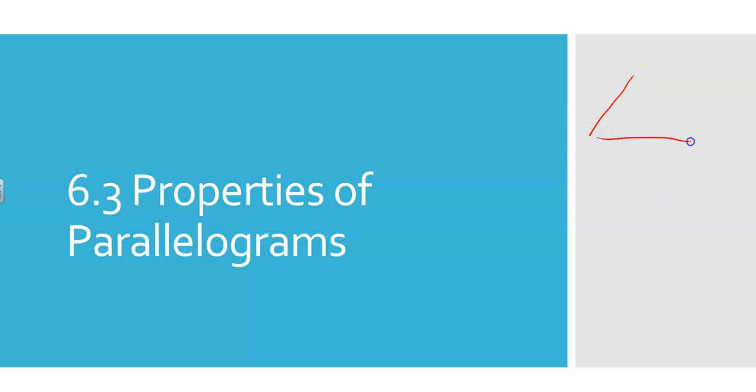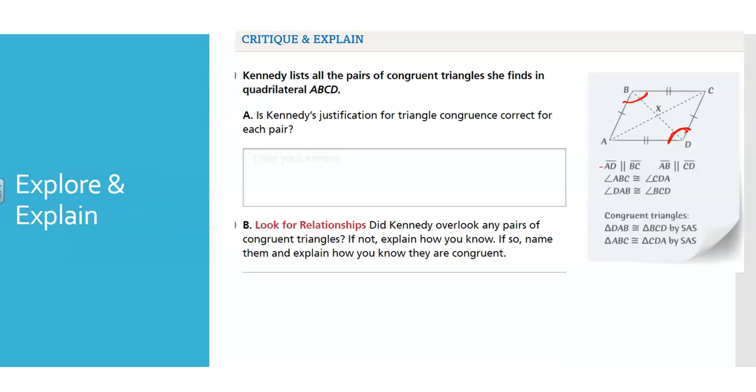This is in 6.3. By the time we get done with this section, we want to be able to tell what is true about opposite sides, this one and this side over here. What's true about opposite sides of a parallelogram? What's true about opposite angles? And then what's true about consecutive angles? And then with that, can we apply this in some real world situations?